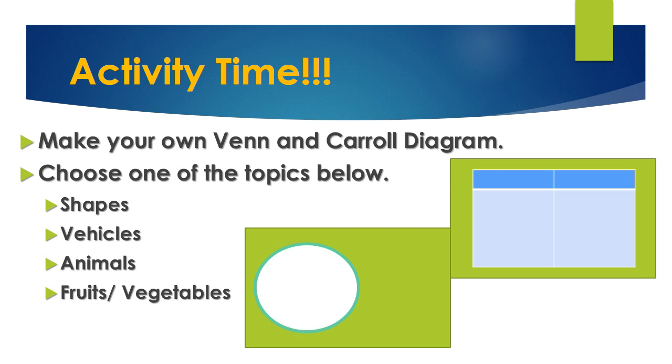Once you finish your Venn and Carroll diagram, you have to send me the picture so that I can give you additional 5 points in class dojo. Okay, kids?